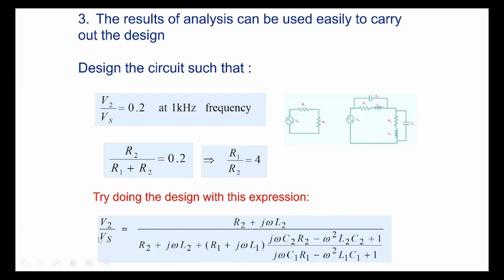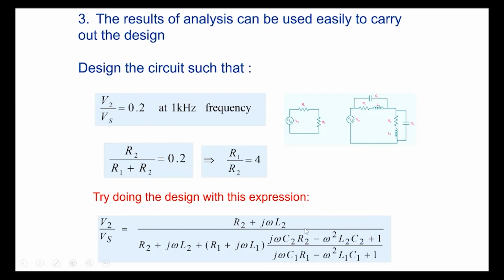Design is the inverse problem. You're given the left-hand side and you have to figure out what the appropriate right-hand side values may be. Now note that there may be different kinds of resistors available with different values of L2 and C2. So your job is to figure out what kind of a resistor should I use for R2 and what kind of a resistor should I use for R1 to arrive at 0.2.